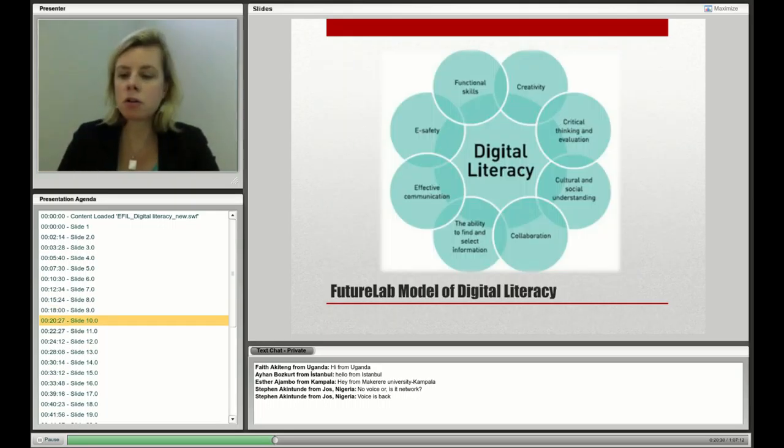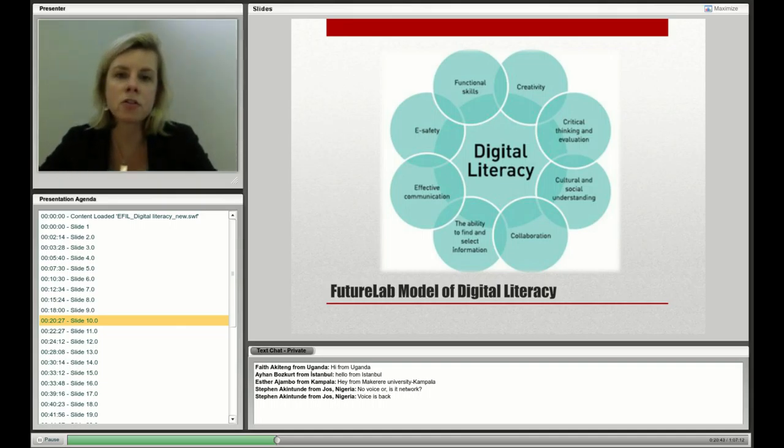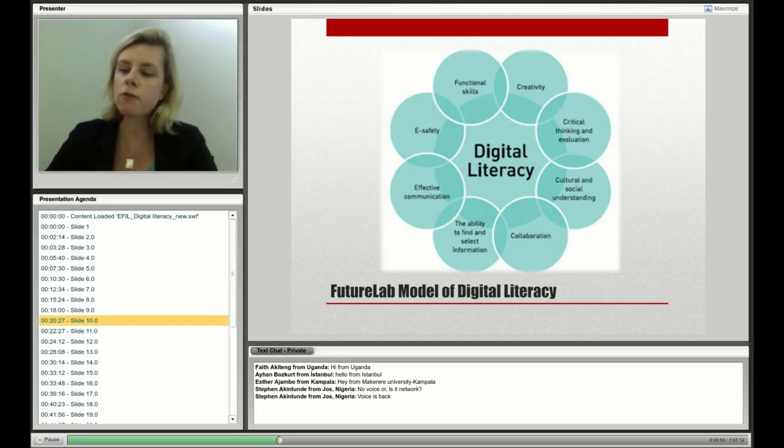If we go on now, what I'd like to do is just have a look at some of the models that exist about digital literacy. One of the things I said at the start was that we have a lot of definitions out there about digital literacy. And similarly, there are many different models of digital literacy. So you can find a model that you like and use that to inform your work.